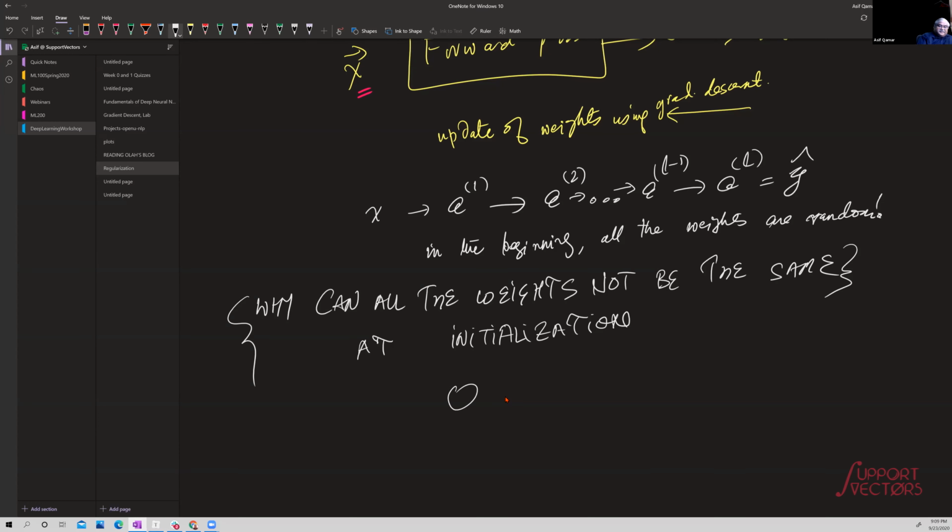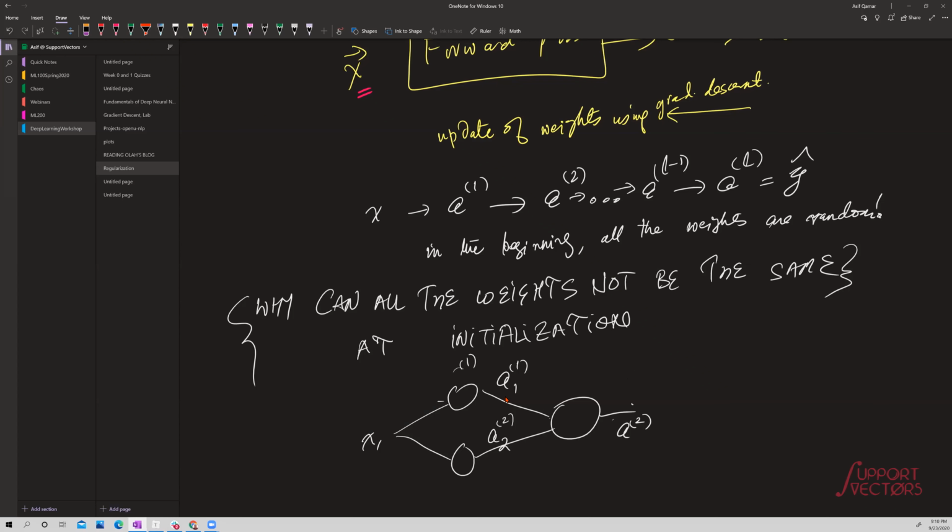Think of a simple neural net, right? Let me simplify it down to just one input, X1, and let's say it produces an output, Y hat. So this is your first layer. This one produces A1, and this produces the activation of the second layer, because there's only one node here. So what happens if all the weights are the same? You basically have the same node repeating.